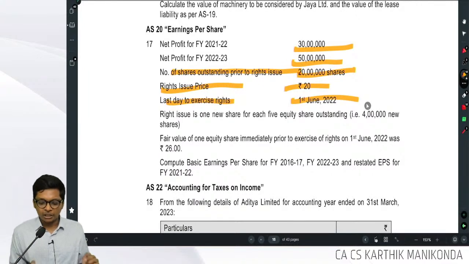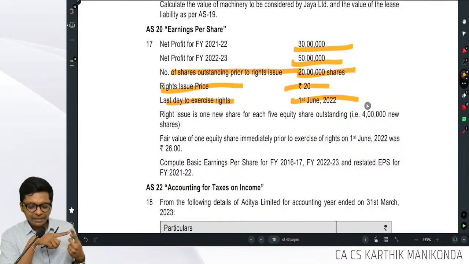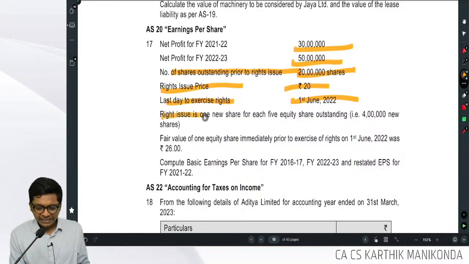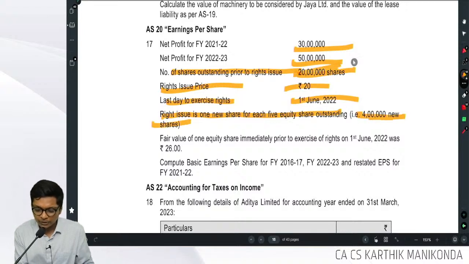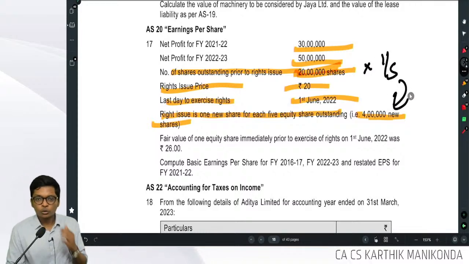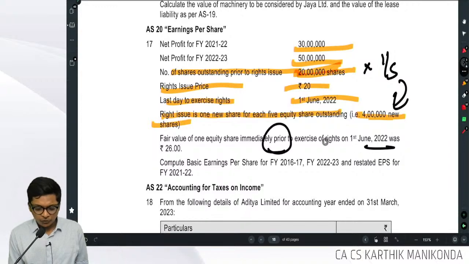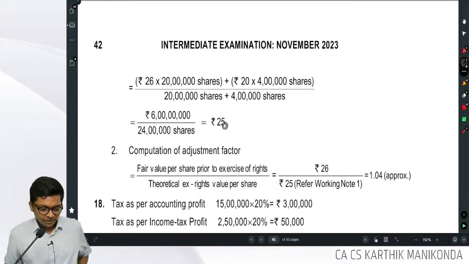This is a financial year. So 1st June means April, May, 2 months is before rights. Rights is 1 for every 5 shares. There are 4 lakh new equity shares because of 20 lakh. Even if they don't give this, 20 lakh into 1 by 5, you will get 4 lakhs. Fair value of shares, that is market price before issue, is 26. How do I compute? Very simple.